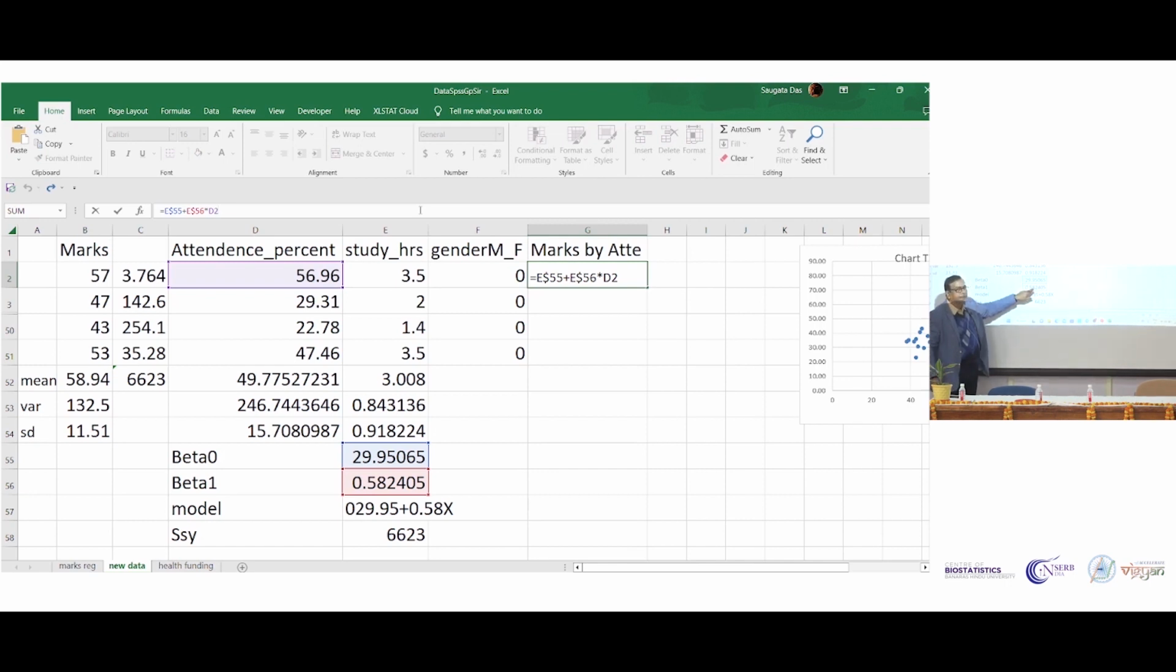then I clicked here because it is beta 1, then I typed the star button for multiplication, and then I clicked the first value cell, it will be calculated. But when I drag it below, this cell will skip. So at the right of typing, I will put dollar. Okay.